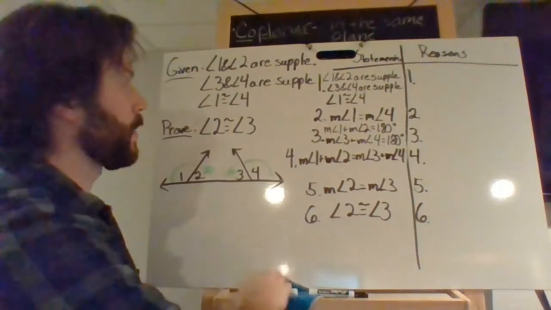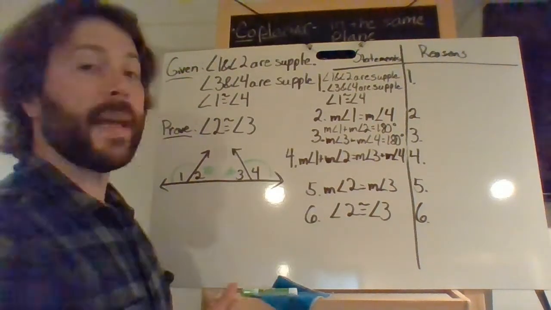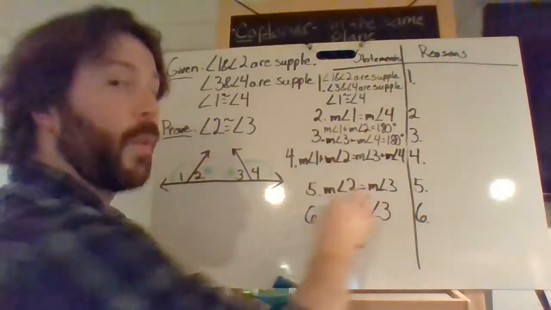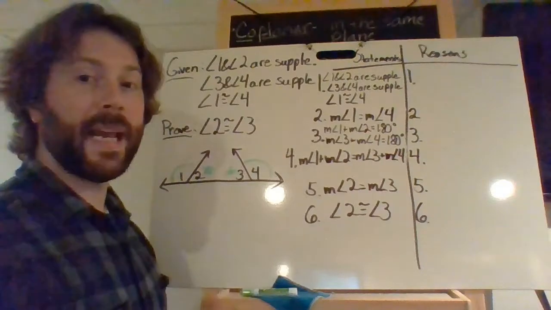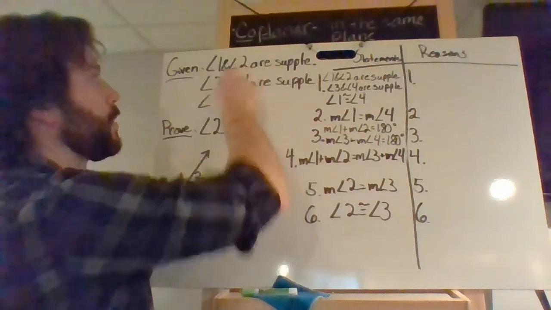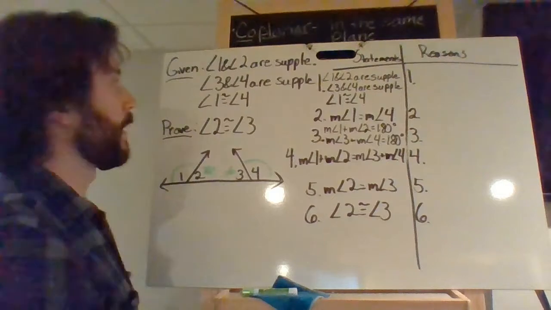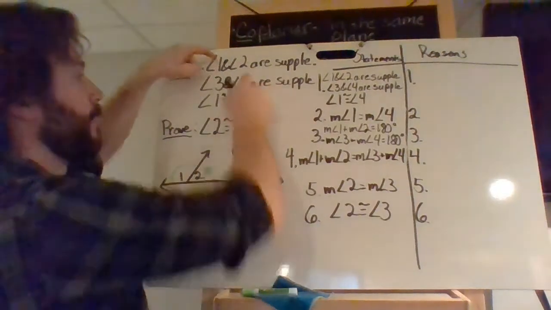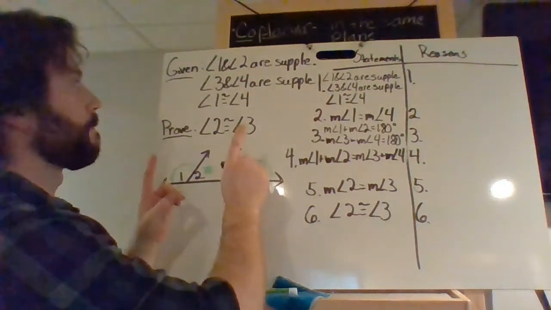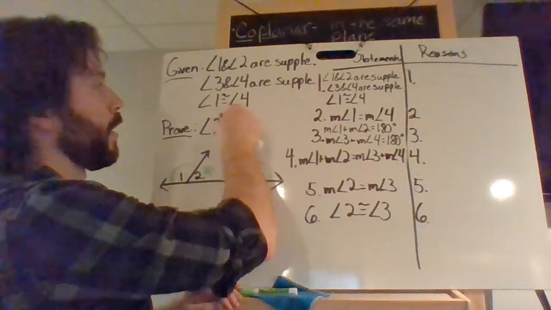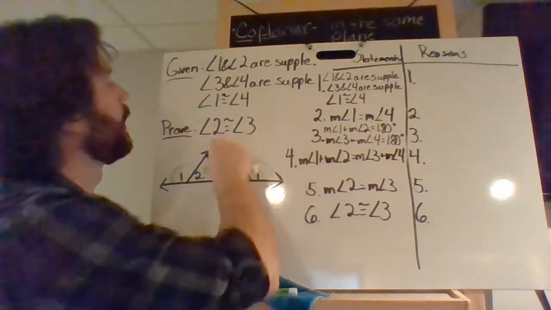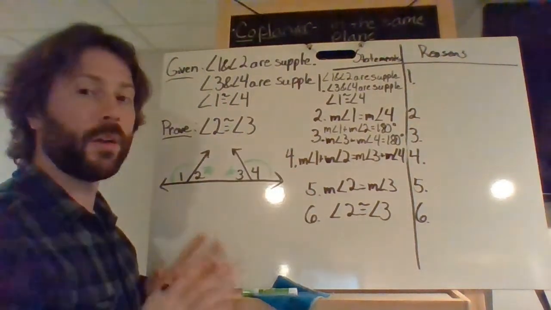Okay, so now next up, I want to get to it. Now, before I start going through the whole proof, I want to get a plan in place. So I have 1 and 2 are supplementary. I have 3 and 4 supplementary. Oh, sorry. I'm given that 1 and 4 are congruent. I want to prove that angle 2 and 3 are congruent.